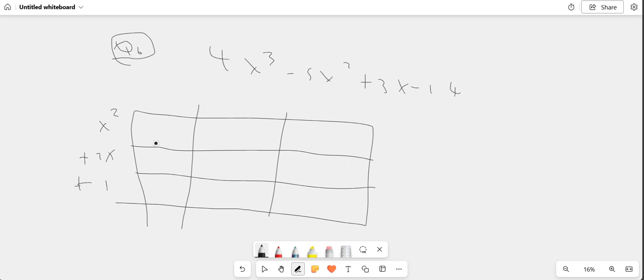And then write the first term of the cubic in here, so 4x cubed. How many x squareds go into 4x cubed? Obviously 4x. Times 4x by 2x, you get 8x squared. Times 4x by minus 1, you get minus 4x.